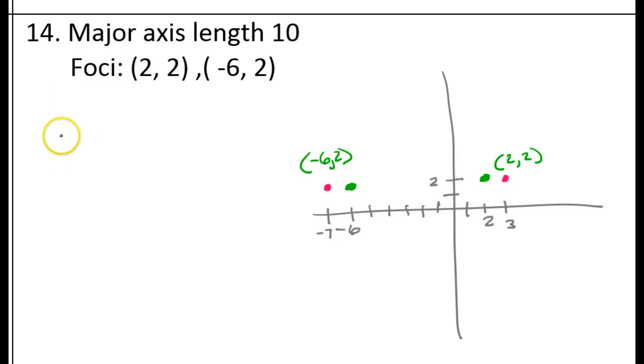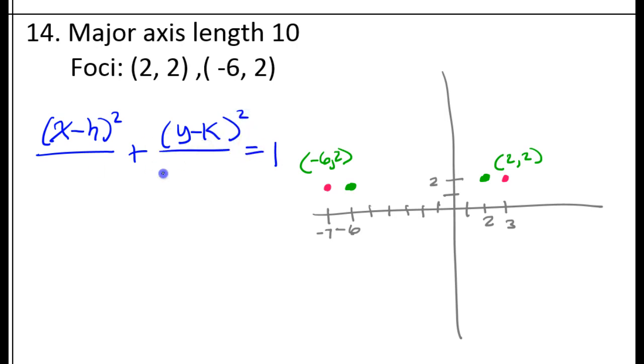Let's get started setting up the model. Because it is horizontal, well, no matter what, when I write the equation of an ellipse, I always start off with the x part. So I'm thinking (x minus h) squared over something plus (y minus k) squared over something is equal to 1. This is the model that we always use. The next thing I need, though, is the center, because that's the h and the k. So where's the center?